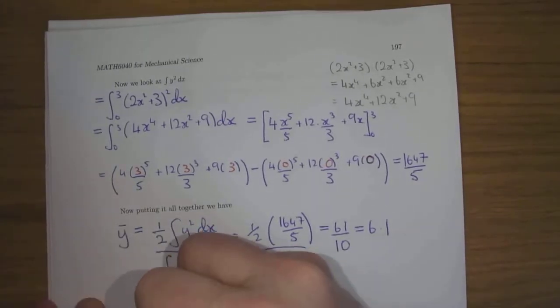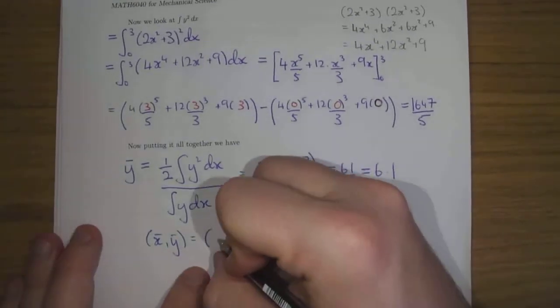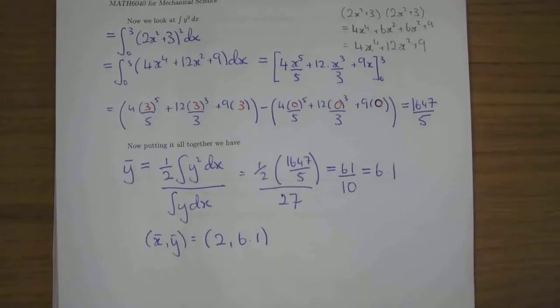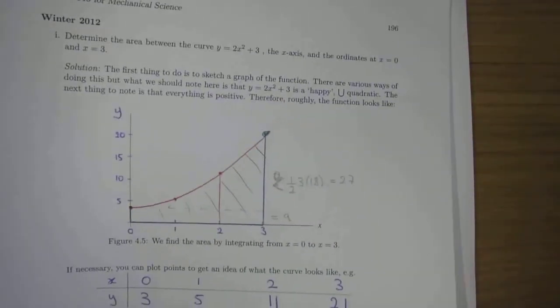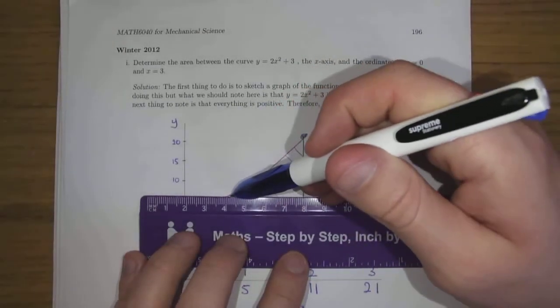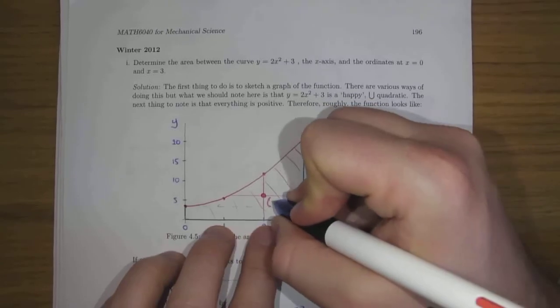So we have that x bar, y bar is equal to the x coordinate is 2 and the y coordinate is 6.1. So let's go back to our sketch. Across the 6.1, something maybe like this. And so this is the centroid.